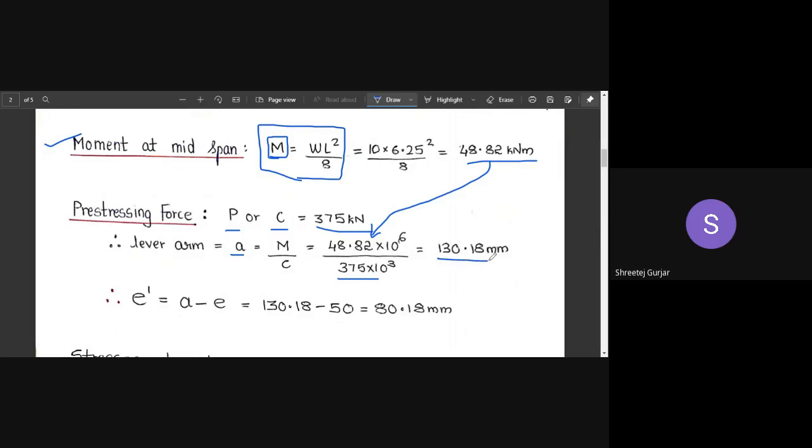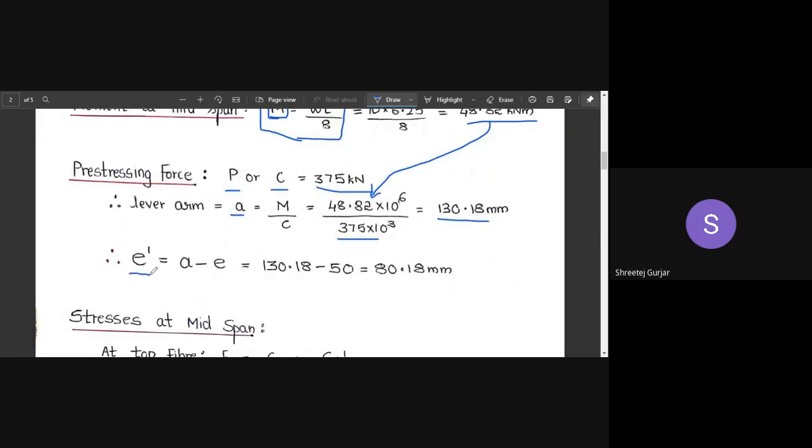So you get a lever arm that is 130.18 mm. So how can you calculate the eccentricity of your C? That is lever arm minus our eccentricity. Lever arm we have calculated 138. Eccentricity is 50 mm, which we had calculated. So you get your E dash. This is your E dash value.